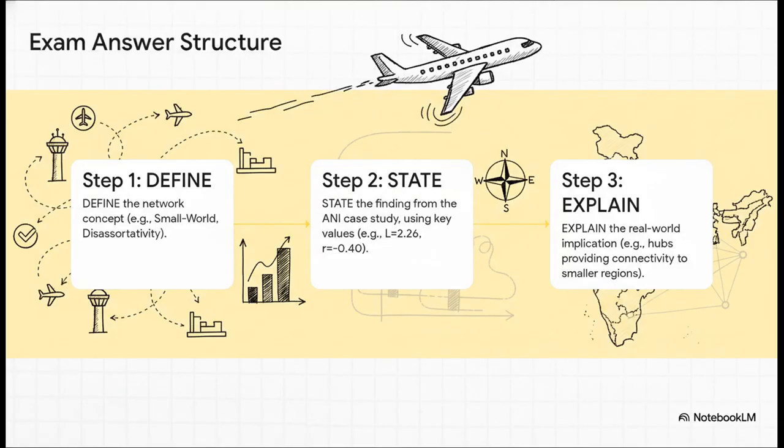So how do you actually use this knowledge on an exam? Just follow this simple 3-step formula. First, you define the concept you're talking about, like disassortativity. Second, you state the specific finding from the paper, and if you can remember the key numbers, even better. And third, you explain what it means in the real world. This shows you don't just know the what, you also understand the so what. And that's going to break down the hidden logic that shapes our world, one flight at a time.